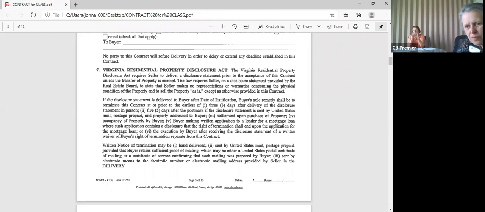But here, there are exemptions to the residential property disclosure. It could be a trust, it could be an owner to kid, you know, various exemptions.